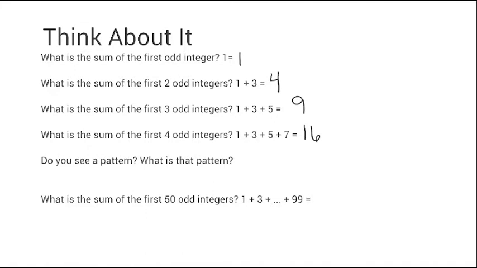So in chat, does anybody see a pattern to my answers if I keep on adding another odd integer? What do you notice about those four answers that I wrote down on the right-hand side? So they alternate odd and even. That's one thing I can see. Anything else? What's special about the numbers 1, 4, 9, 16? Here, I'm going to do another one. The first 5 odd integers is going to give me 25. The first 6 is going to give me 36. The first 7 is going to give me 49. The first 8 is going to give me 64.